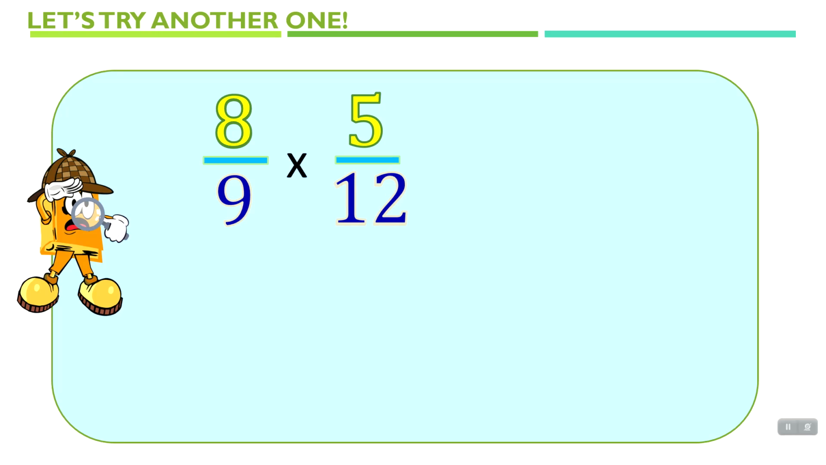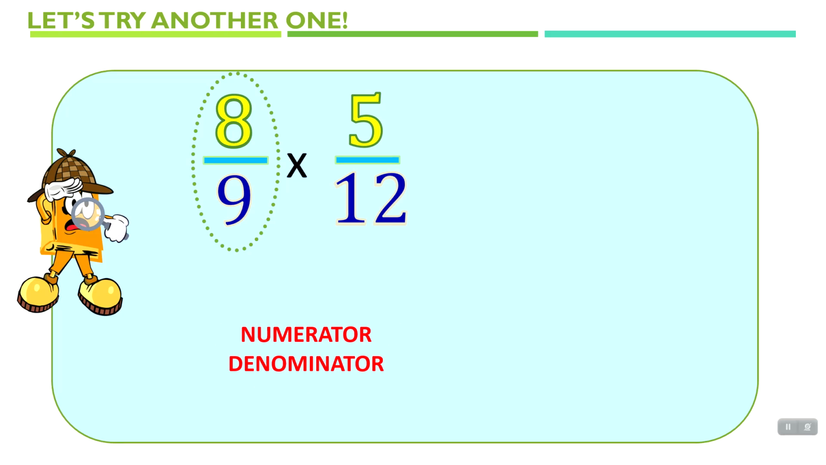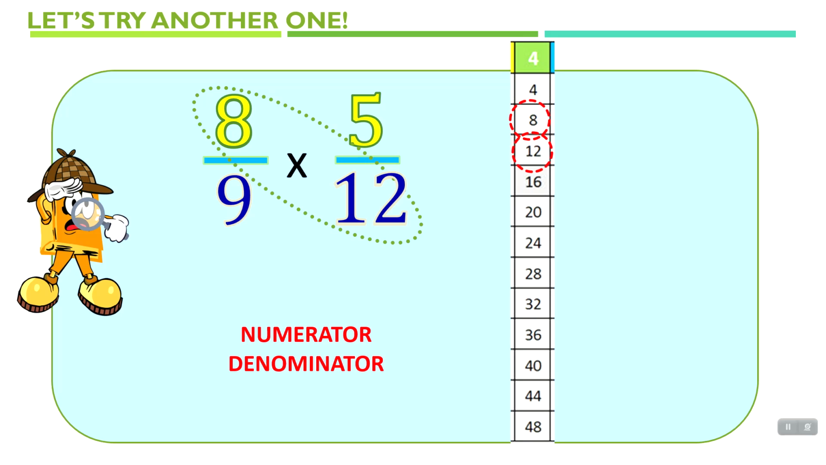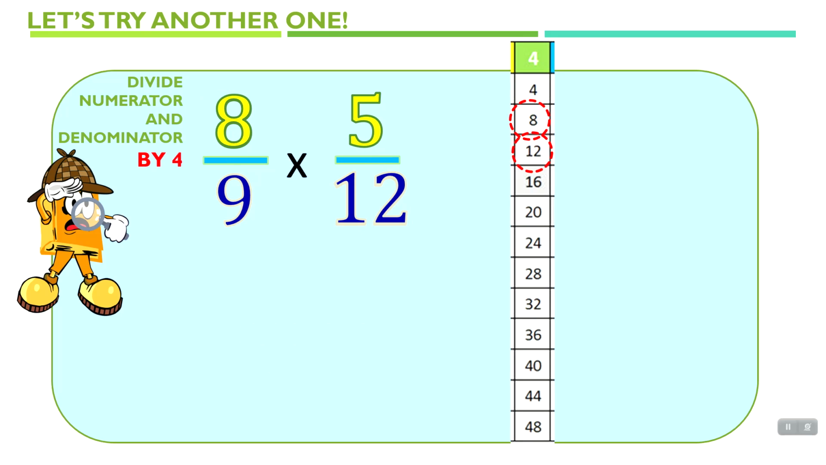8 over 9 multiplied by 5 over 12. Let's check again numerator and denominator. 8 out of 9 cannot be reduced any further. 5 out of 12 cannot be reduced any further. 5 out of 9 cannot be reduced. 8 out of 12, I know 8 and 12 are in my 4 times table. So I can divide both by 4.